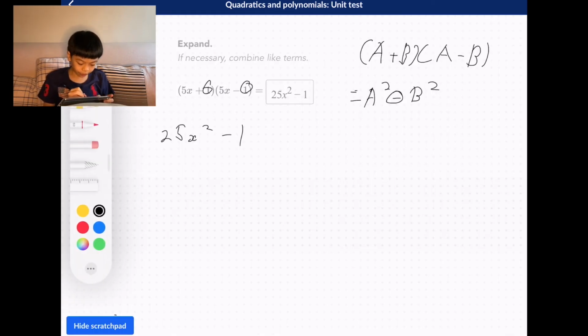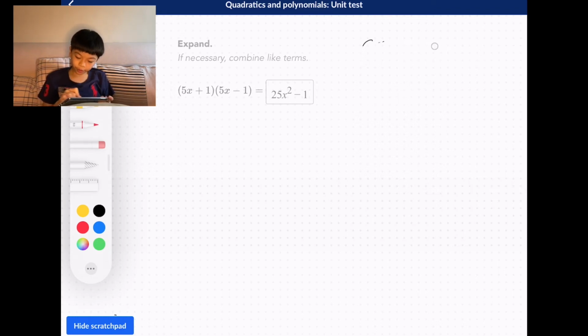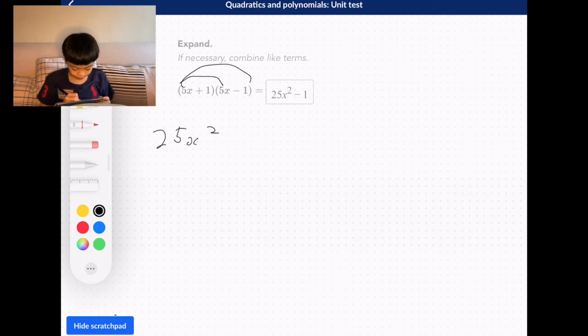Let's see how we do it. We'll prove how this is possible over here. 5x times 5x is 25x squared over here. And times 1, which is times minus 1, which is minus 5x. 1 times 5x is plus 5x, which is 0 now. And 1 times minus 1 is minus 1 over here.